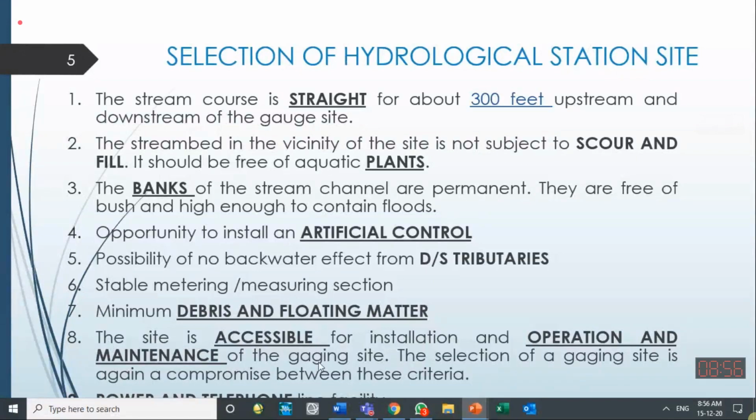The site should be accessible because you have to frequently go over there for operation, maintenance, and observation. It should have easy access. So those stream gauging stations which are located close to some existing road network are preferred, because going to the station should not be a huge job. Going to the station and coming back to the head office should be an easy job. Also, there should be power and telephone facility available at those locations.